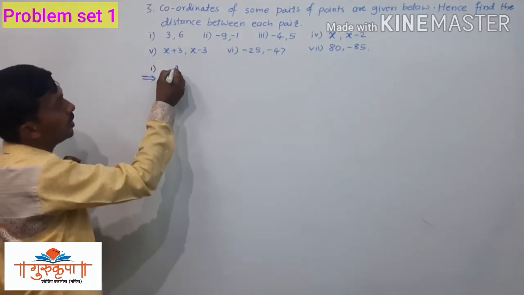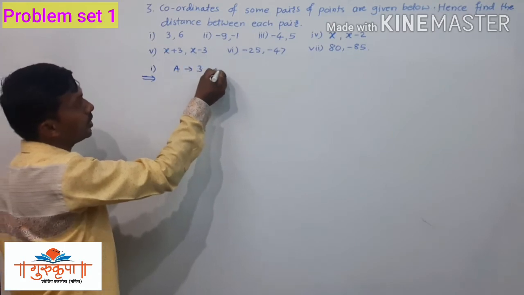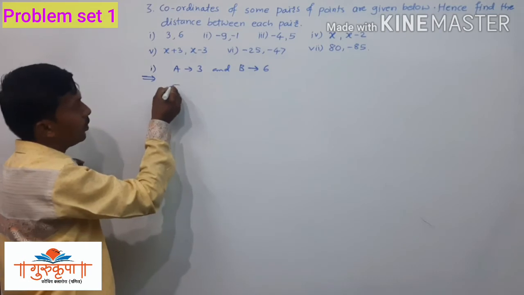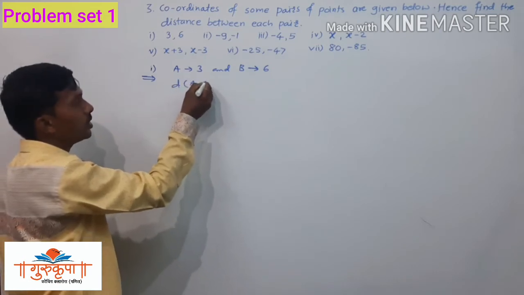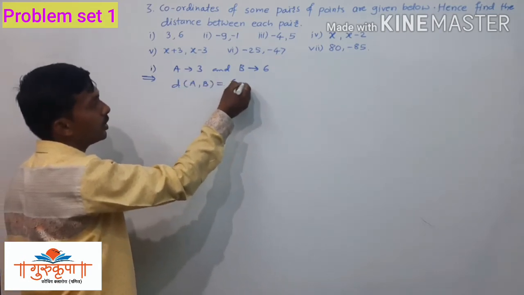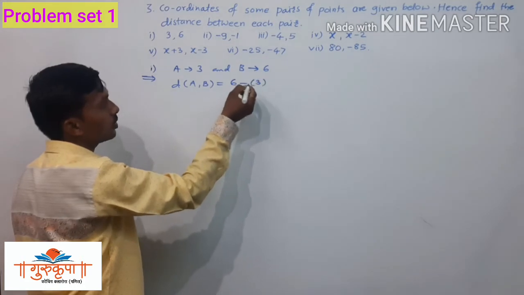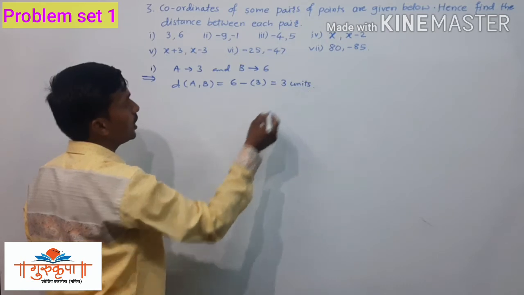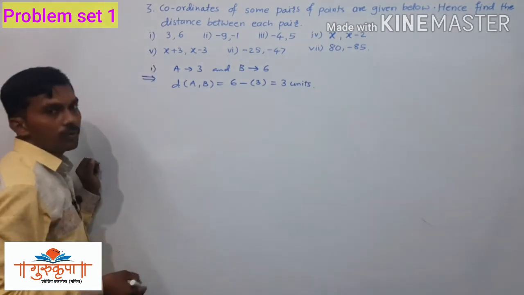So in the first example, the coordinate of the point A is 3 and the coordinate of the point B is 6. Now we have to find the distance AB. Distance AB is equal to bigger coordinate minus smaller coordinate, that is equal to 3 units. That is the answer of the first example.